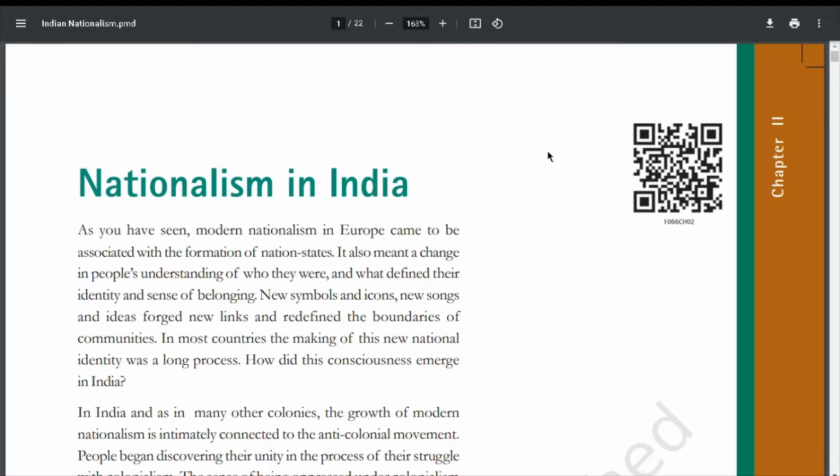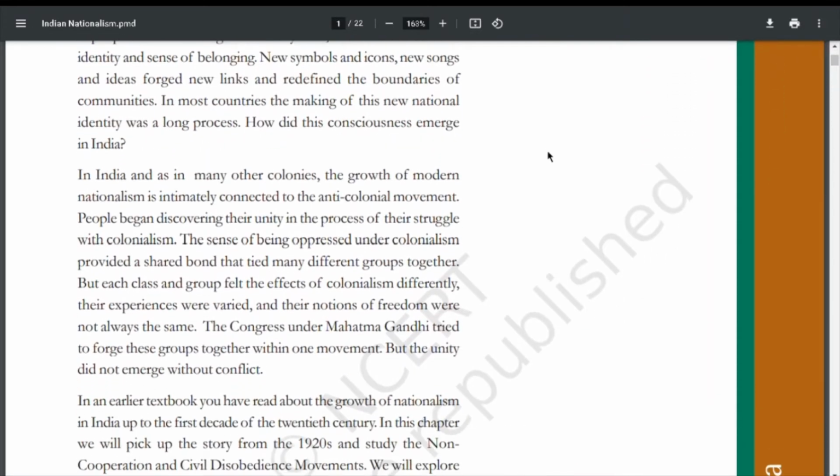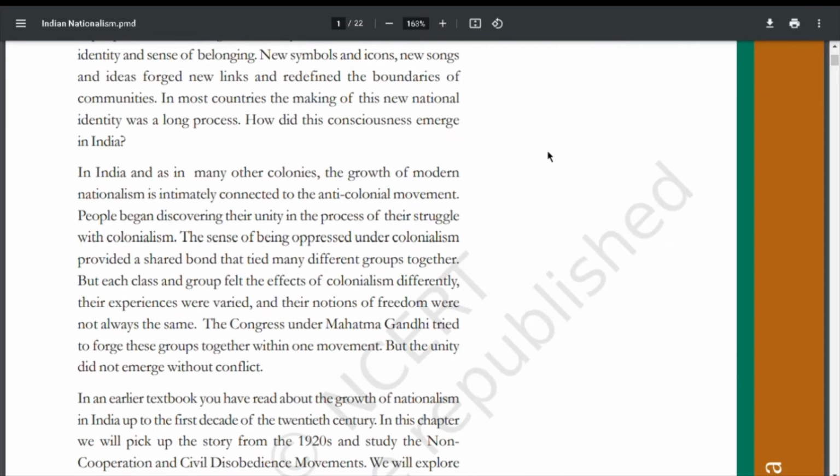In most countries, the making of this new national identity was a long process. How did this consciousness emerge in India? In India, as in many other colonies, the growth of modern nationalism is intimately connected to the anti-colonial movement. People began discovering their unity in the process of their struggle with colonialism. The sense of being oppressed under colonialism provided a shared bond that tied many different groups together.